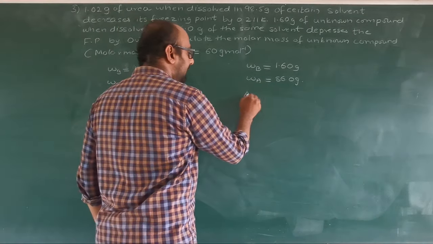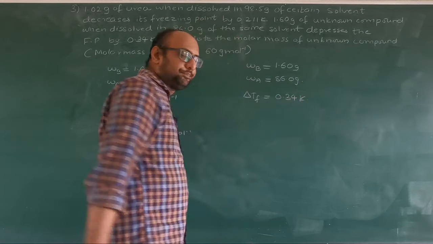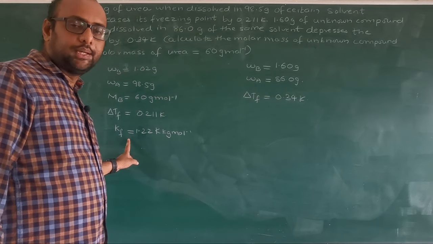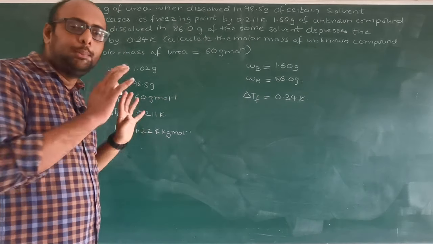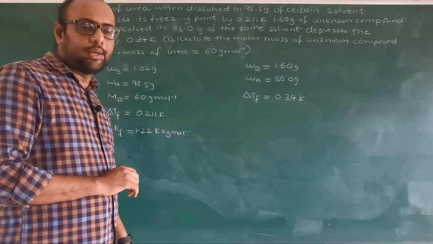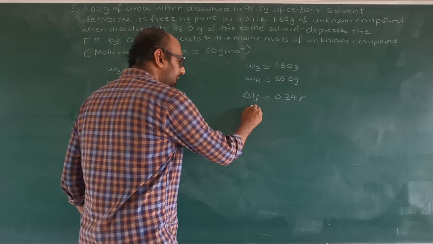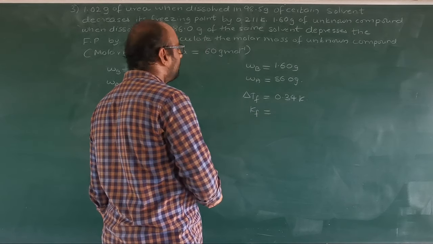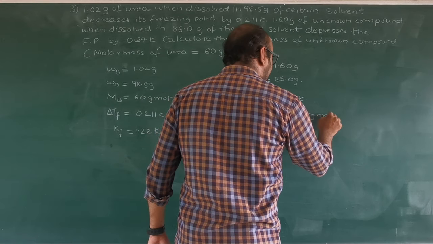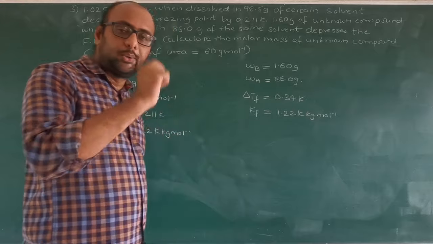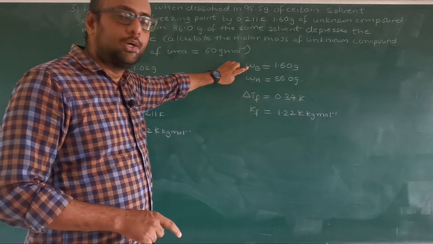That means delta TF for the second solution is this much. So delta TF is equal to 0.34 Kelvin. KF value you already calculated. The solvent is the same in both solutions, hence the KF value will be the same for both solutions. KF value for a certain solvent is always constant. So KF for this solvent is 1.22 Kelvin kg per mole. What you have to calculate? You have to calculate the molar mass of the unknown compound, the molar mass of the unknown solute.